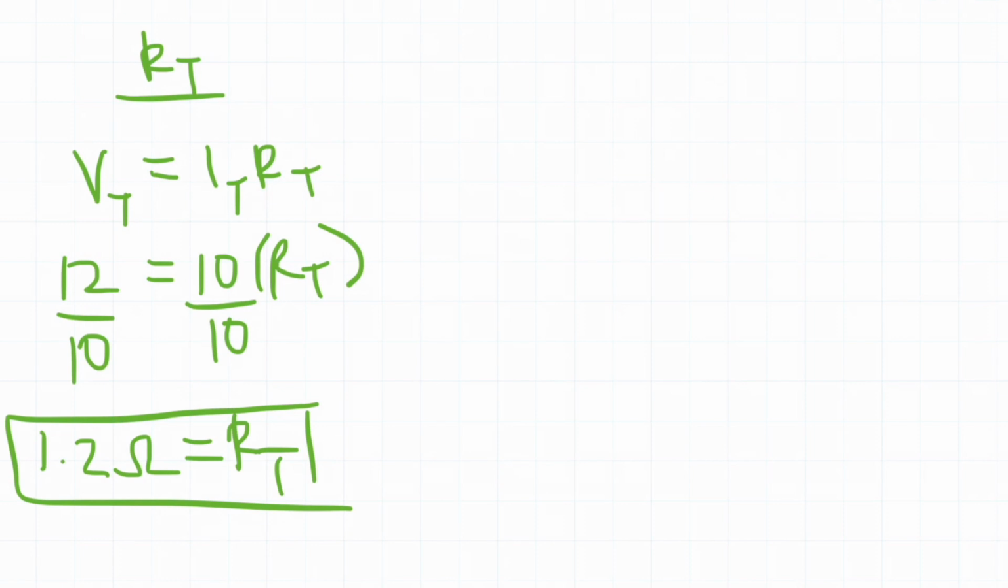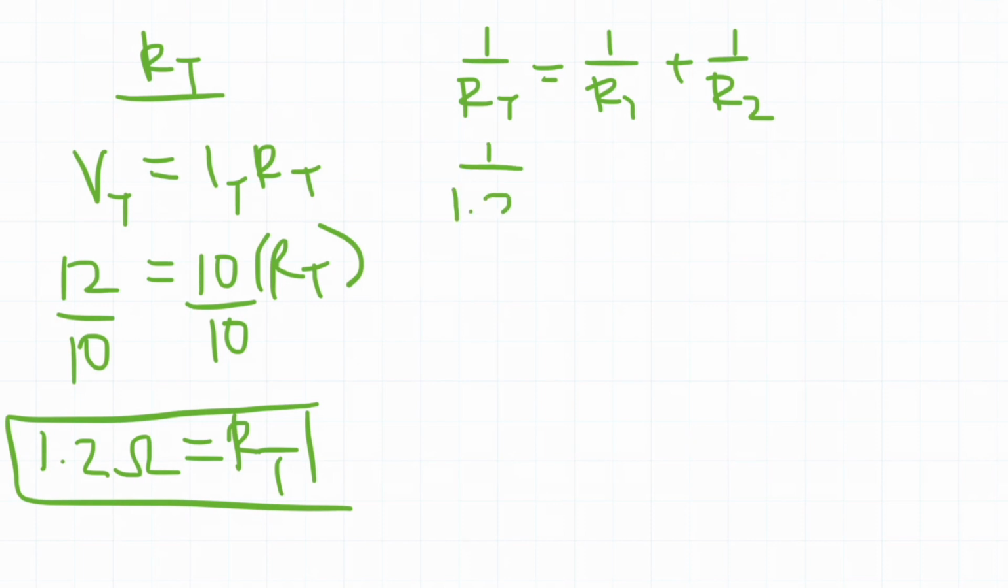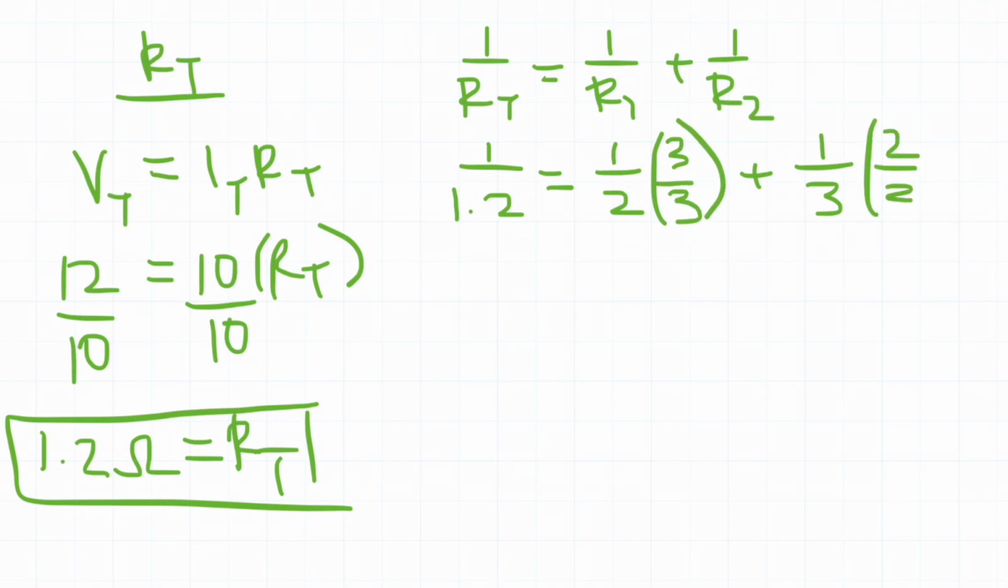Let's double check our work by using the parallel resistance equation. We have 1 over RT is equal to 1 over R1 plus 1 over R2. So we have 1 over 1.2 is equal to 1 over 2 plus 1 over 3. The common denominator can be 6. So multiply the first term by 3 over 3 and the second one by 2 over 2.